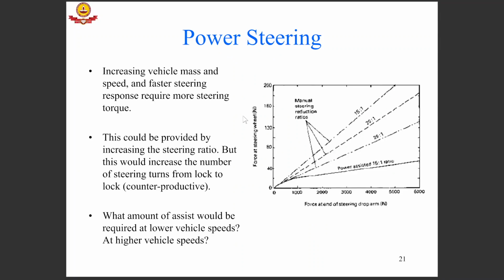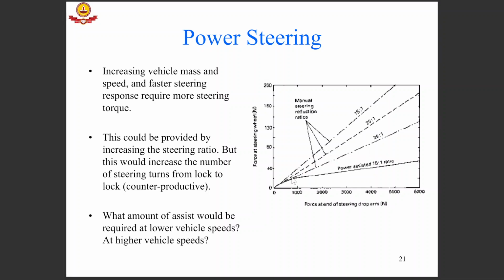Now let's take a look at power steering. So if you were to read this plot, there is force at the end of the steering drop arm, and force at the steering wheel, which is what the driver would provide. So if you were to see, as we increase the ratio 15:1, 20:1, and 25:1, this is how the manual steering would behave.